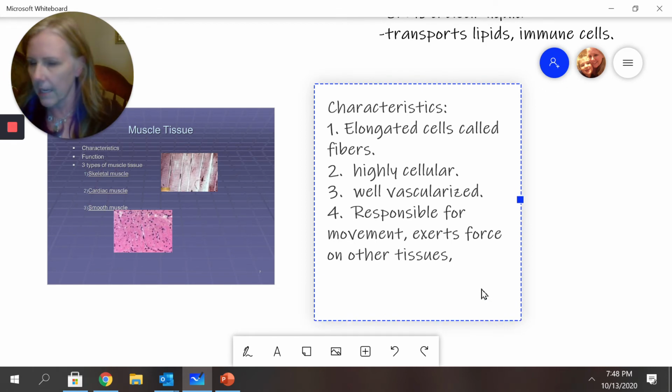There are 3 types of muscle tissue. There is skeletal, cardiac, and smooth muscle.